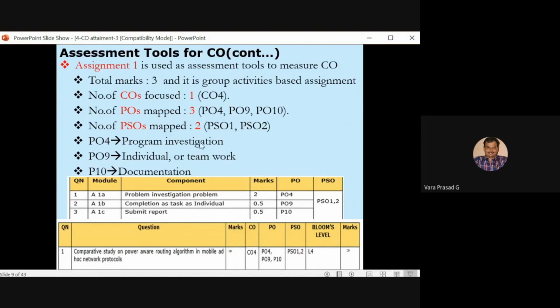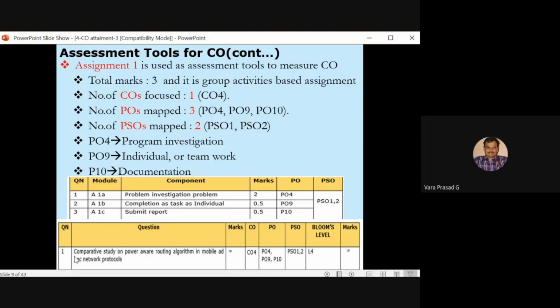What is the total marks you are allocating for the assignment? Assignment 1 is allocated 3 marks. It is a group activity based assignment. How many COs are you targeting here? I'm targeting 1 CO. How many POs are you targeting here? PO4, PO9, PO10. Out of 3 marks, for investigation of the problems we are allocating 2 marks. If you do the task as teamwork, then it is 0.5 marks. If the students submit their lab report, it is 0.5 marks.